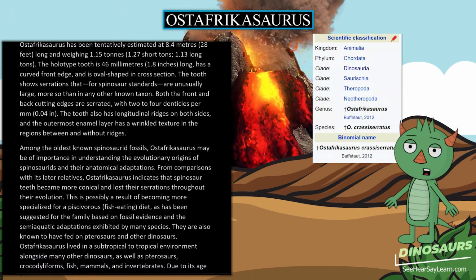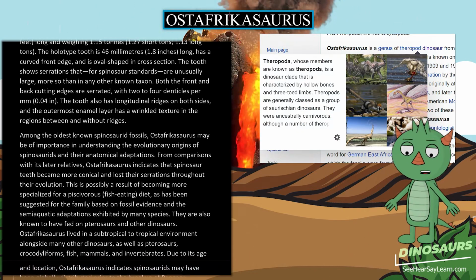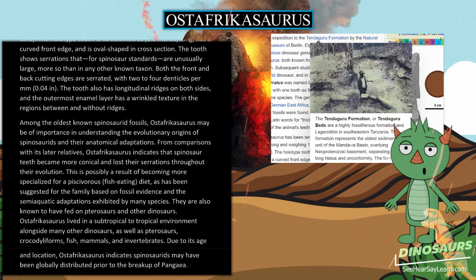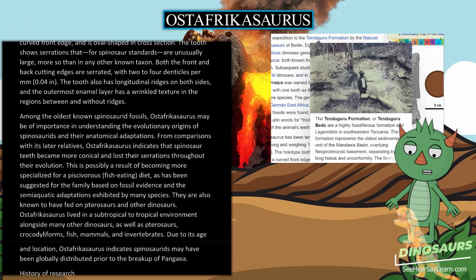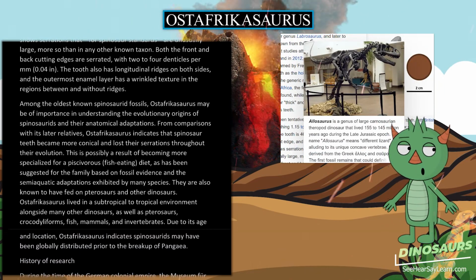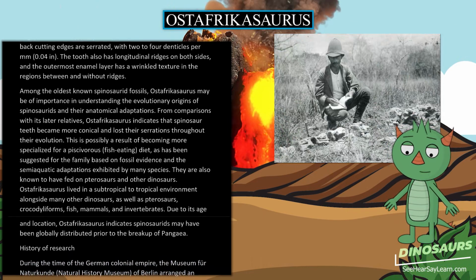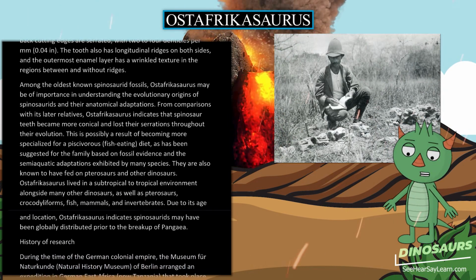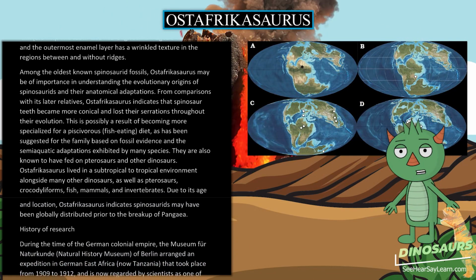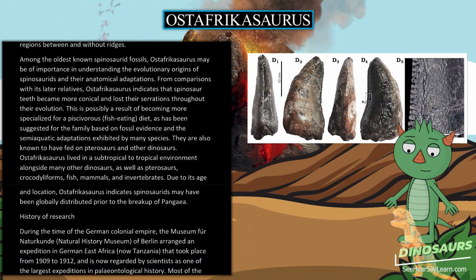Among the oldest known spinosaurid fossils, Ostafrikasaurus may be of importance in understanding the evolutionary origins of spinosaurids and their anatomical adaptations. From comparisons with its later relatives, Ostafrikasaurus indicates that spinosaur teeth became more conical and lost their serrations throughout their evolution. This is possibly a result of becoming more specialized for a piscivorous, fish-eating, diet, as has been suggested for the family based on fossil evidence and the semi-aquatic adaptations exhibited by many species. They are also known to have fed on pterosaurs and other dinosaurs.